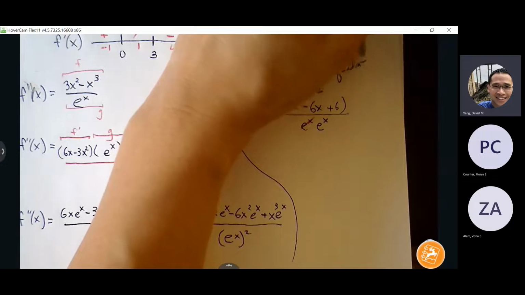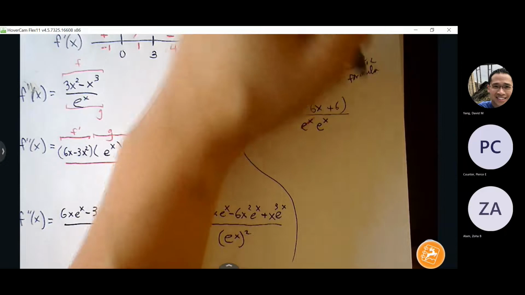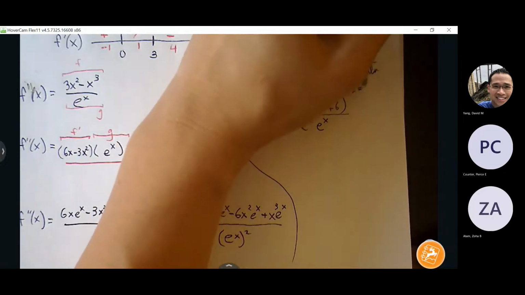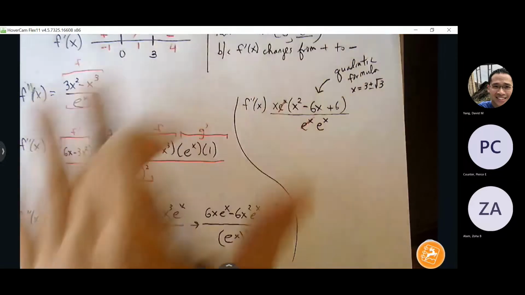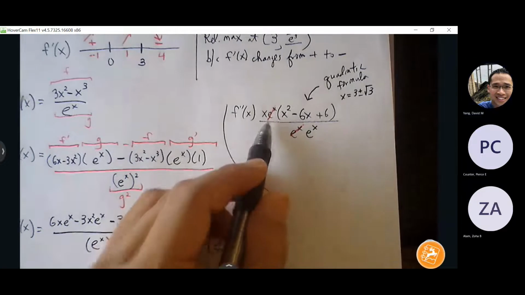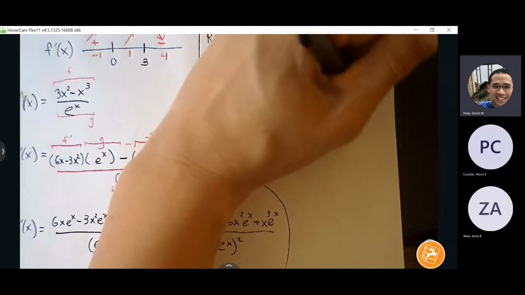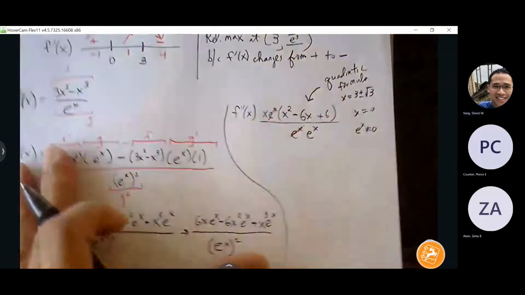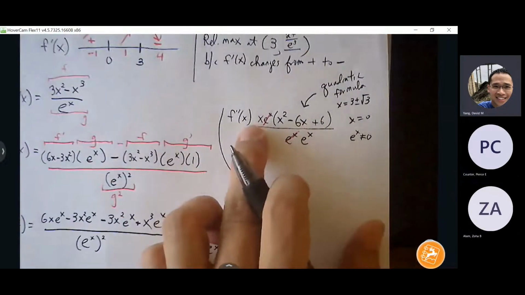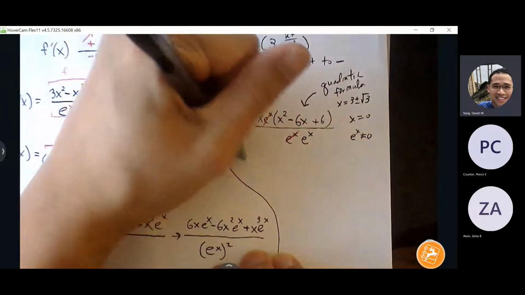I'll just jump to what that value is. Two solutions from there, x equals 3 plus or minus root 3. This x equals 0. And e to the x doesn't equal 0. So we have one critical point here, 2 critical points there, and then none from the denominator. At double prime sign line.